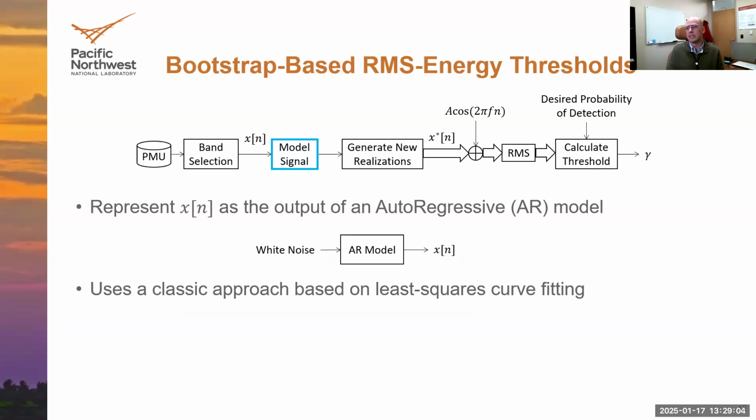It's a bootstrap-based RMS-Energy thresholding method. So the idea here is we start with PMU data, so field measured PMU data, and we do the band selection. We get a signal that's band limited, band 1, 2, 3, or 4. And that's really where the process starts with that signal X. And what we do is we build a model for that signal. And this model is an autoregressive model. If you're not familiar with that, it's okay. It's just basically coefficients in a polynomial that describe how you can go from white noise to this band limited signal X. And so this is a well-studied problem. What I've used in this case is a least squares curve fitting approach to be able to find the coefficients for this autoregressive model.